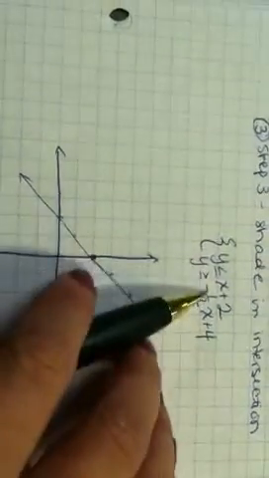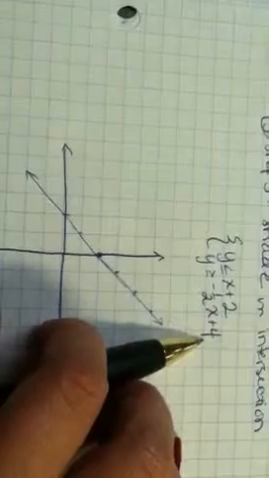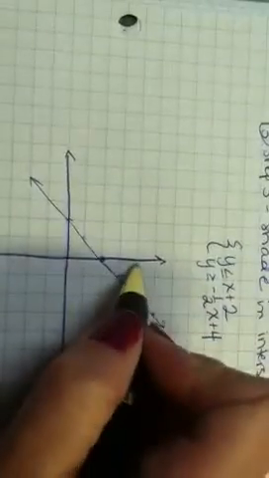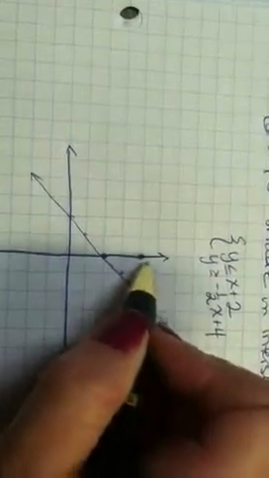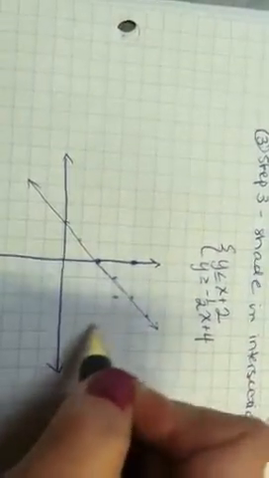Then I have y is greater than or equal to negative 1/2 x plus 4, y-intercept of 4, and a slope of negative 1/2. That's down 1 over 2.